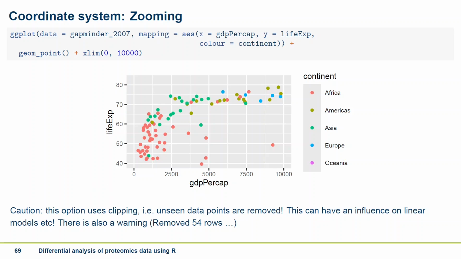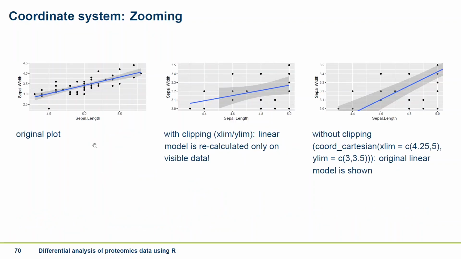This usually does not have a high effect on how the plot looks, but it can have an effect on anything you do with the data. For example, if you calculate some kind of mean value or if you add a linear model to the data. And this is what we can see here. Just a simple scatter plot with a linear model. This is the original plot. And now we use the functions xlim and ylim to zoom in. And then you can see that the linear model here is recalculated only on the visible data.